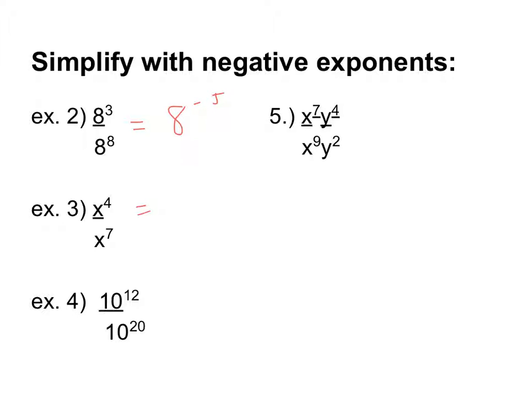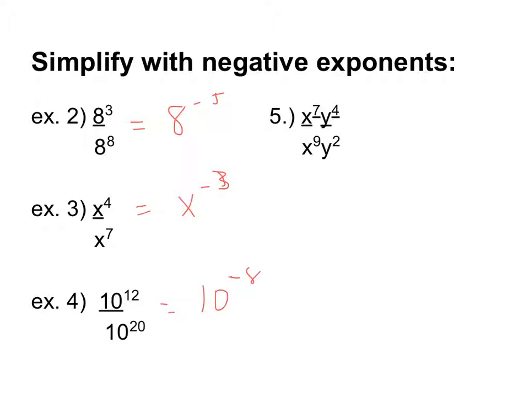Next one, we have x to the fourth over x to the seventh. Again, if we're going to write it with a negative exponent, we're just going to subtract those exponents in order. So we're going to have x to the 4 minus 7, so x to the negative 3 power. Sorry. Next, 10 to the 12th over 10 to the 20th. Subtract those exponents in order, and you're going to get 10 to the negative 8th power.